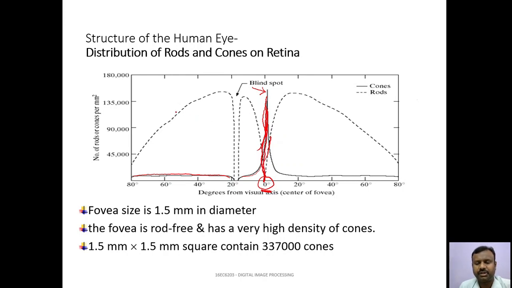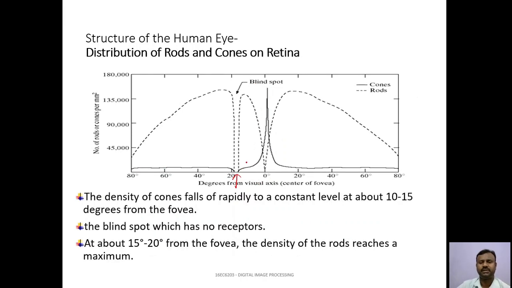Rods are distributed throughout the retina. But in one place, we don't have both rods and cones, which is called the blind spot, which is somewhat below the fovea. The dimension of the fovea is 1.5 mm, and the fovea is rod free. There will not be any rods, only cones are accumulated there. So these are the photoreceptors of the eye. So this is the basic structure of the human eye.